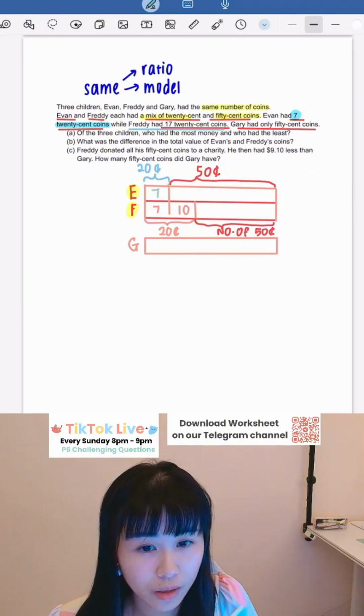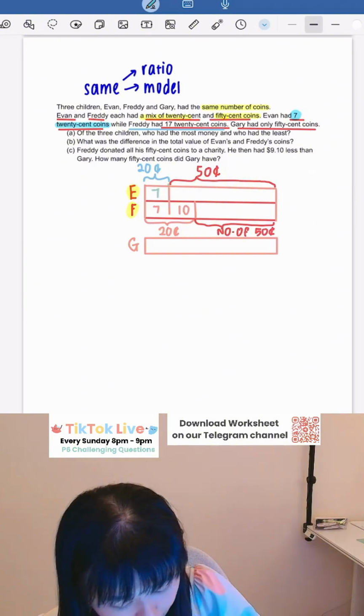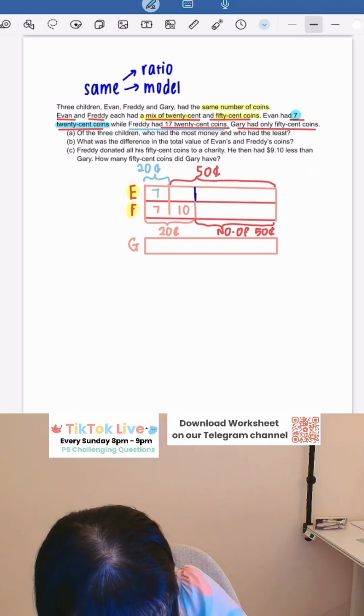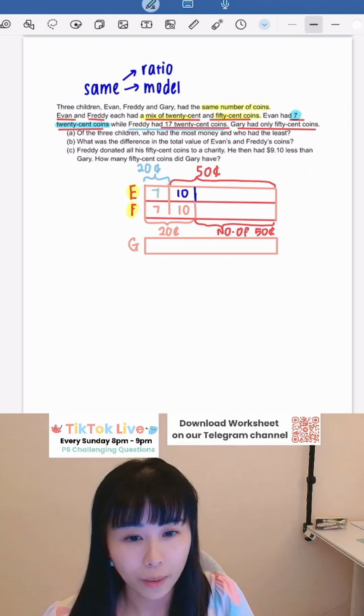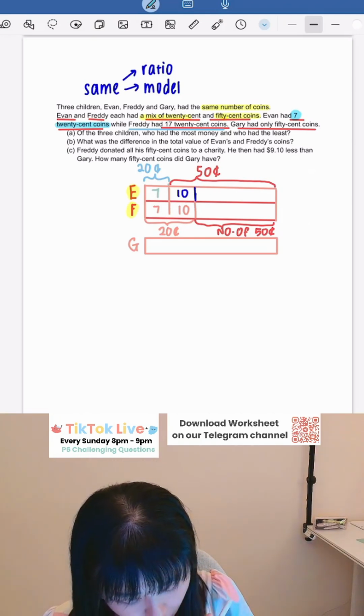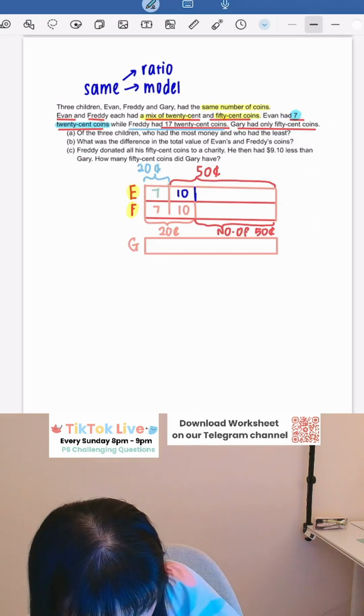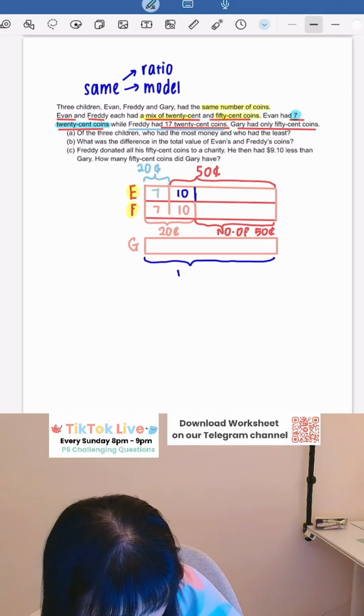Now, I'm going to continue making parts equal, meaning if I cut a 10 below, I'm going to cut a 10 on top also, something like this. And then, they say Gary only had 50-cent coin. It means everything here is number of 50-cent coin.